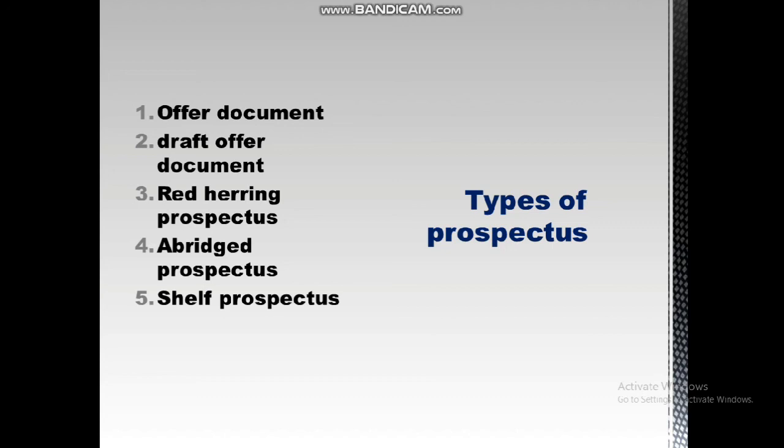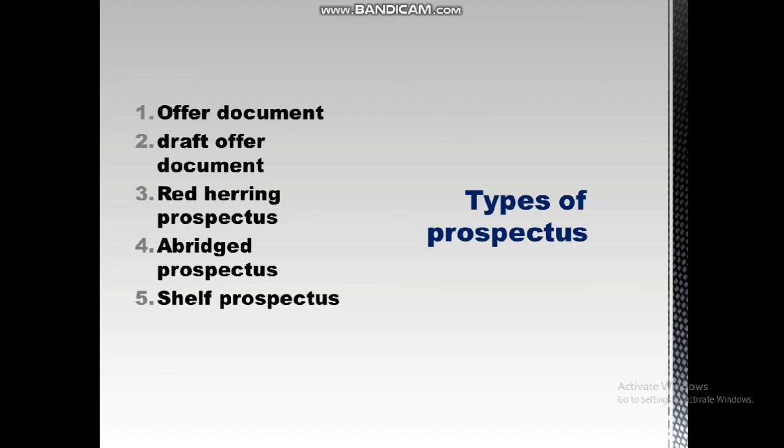Third one is the red herring prospectus. It is the prospectus which does not have details of either price or number of shares being offered or the amount of issue. Abridged prospectus means the memorandum as prescribed in Form 2A under subsection 3 of section 56 of the Companies Act 1956. It contains all the salient features of the prospectus. It accompanies the application form of the public issue.